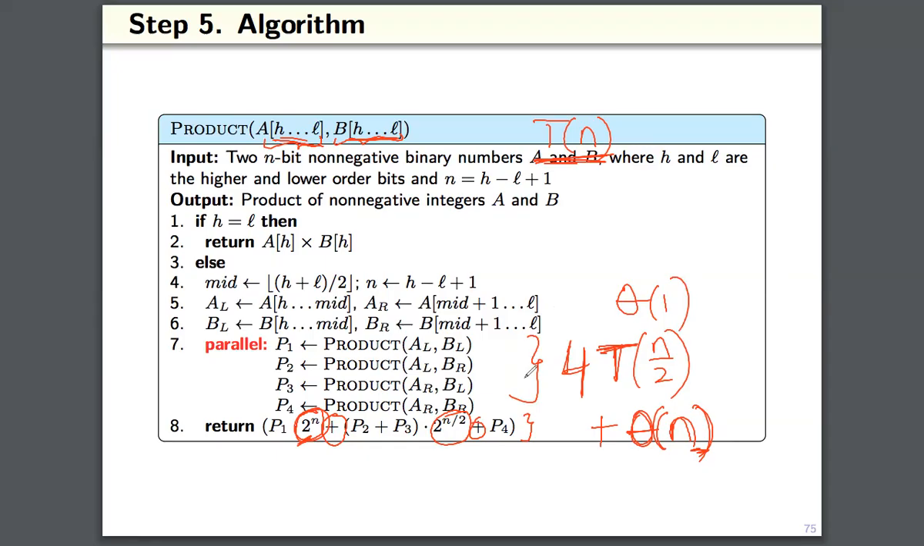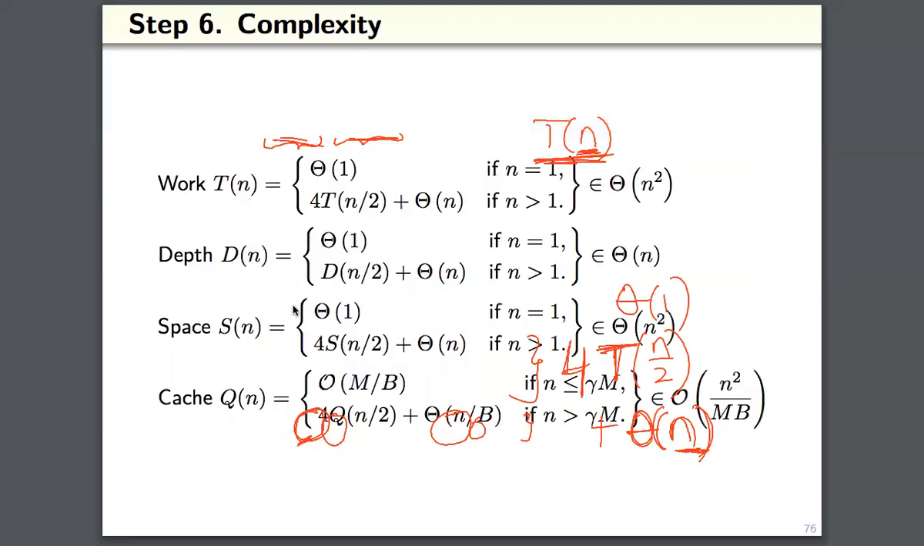The combine step is complicated here, right? The combine step takes a lot of time for processing, but it is the same as the number of bits here. So your time complexity will be 4T(n/2) plus theta n. Solve it, you get it as n squared.